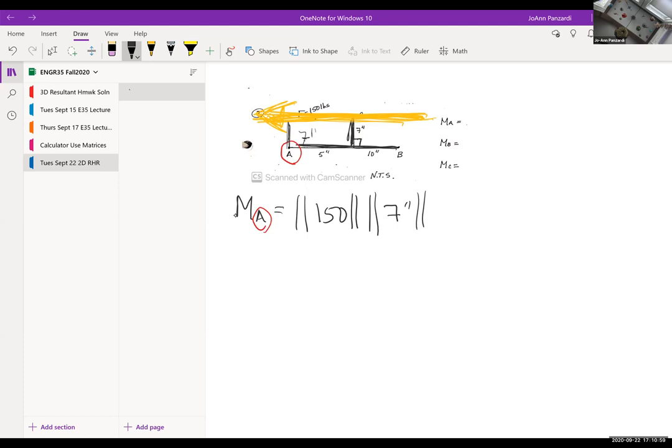So Edgar, I'm going to go back to you now. Does it make sense? It's 150 times 7, the perpendicular distance between that force and A? Yes, I see it. Okay, and now we have to find the direction, and we use the right-hand rule. Put your finger in the direction of the force, put your palm towards point A, and do you get a positive or a negative moment? It's positive. So what's 150 times 7?